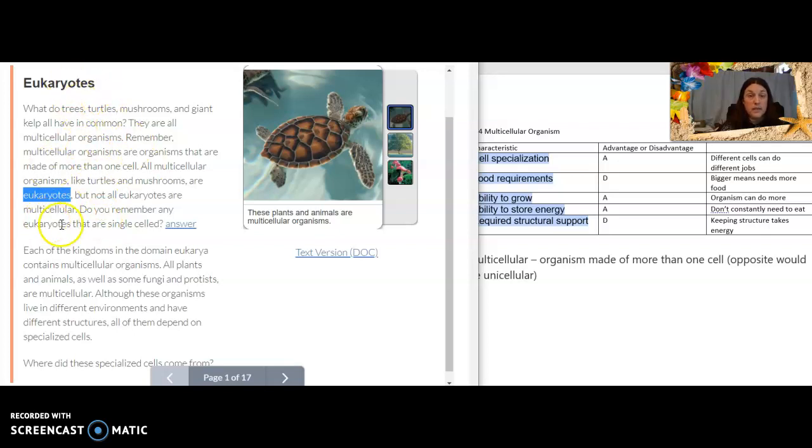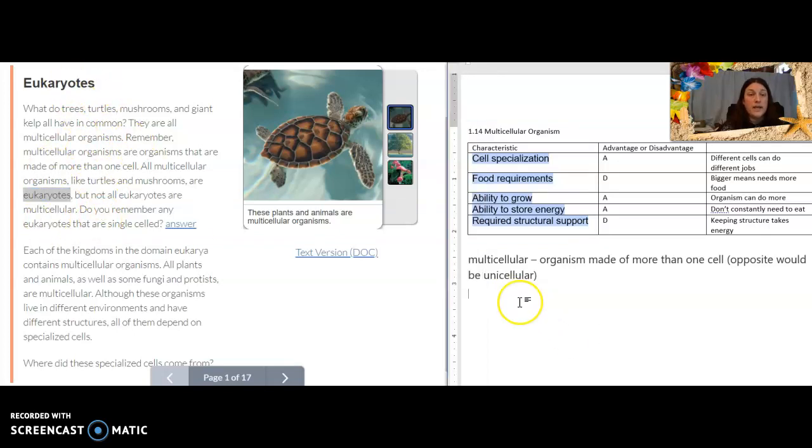Another vocab word that we saw in here was eukaryotes, and that was the title, so we know that that's a big one. And what did it say about the eukaryotes? All multicellular organisms are eukaryotes. So under my multicellular, I could put all are eukaryotes. But then I would probably add the but part. But some fungi and protists are unicellular eukaryotes.